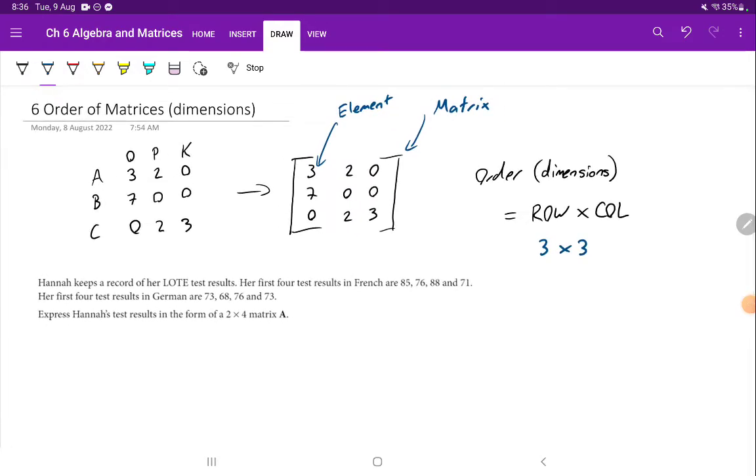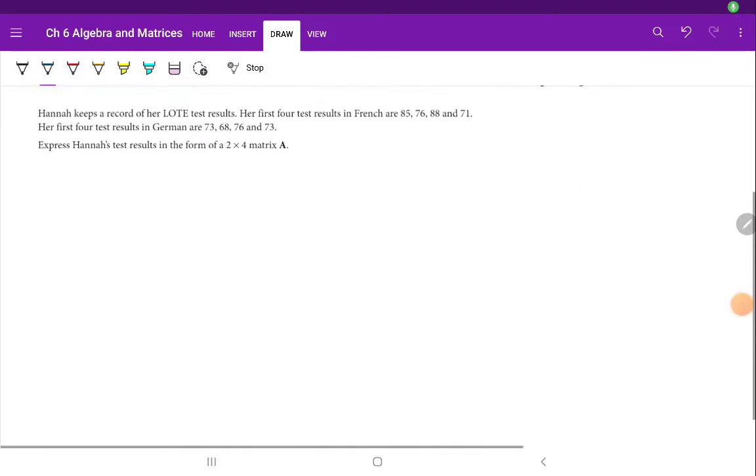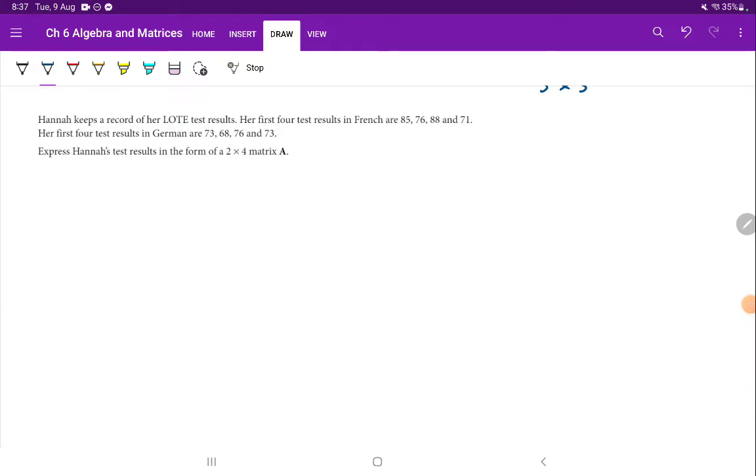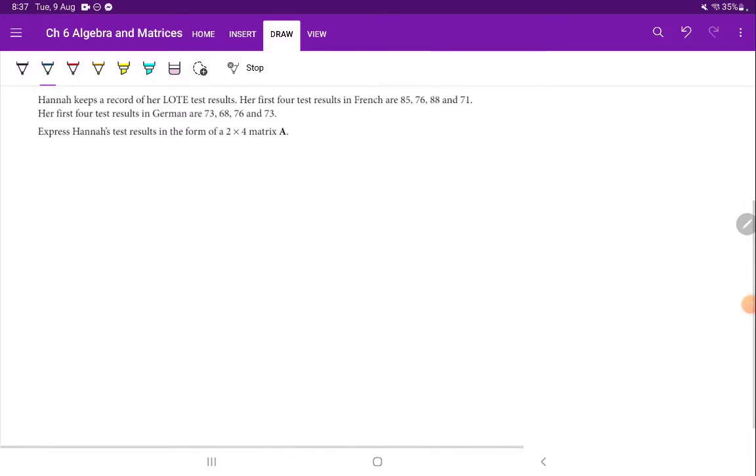Now let's have a look at this question down here. Alrighty. Hannah keeps a record of her LOTE test results. So language other than English is what LOTE stands for. Her first 4 test results in French are 85, 76, 88, and 71. And her first 4 test results in German are 73, 68, 76, and 73. Express Hannah's test results in the form of a 2 by 4 matrix.